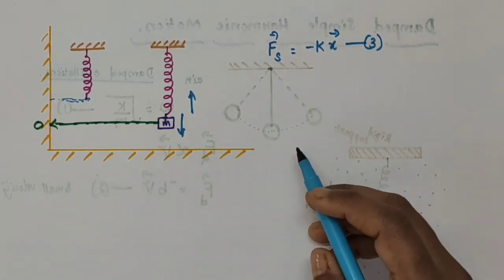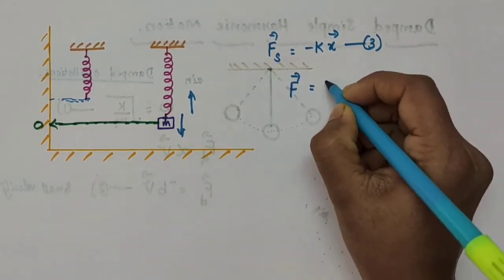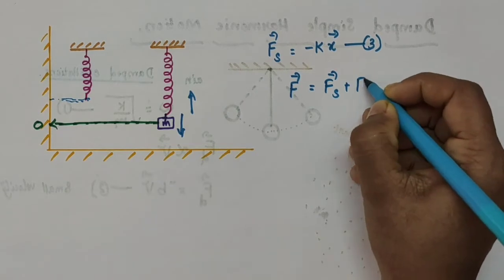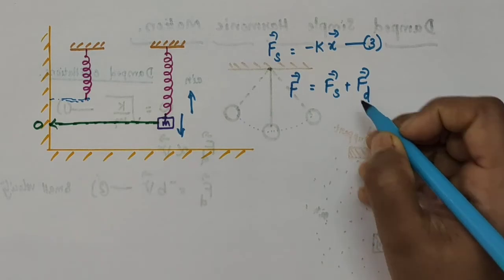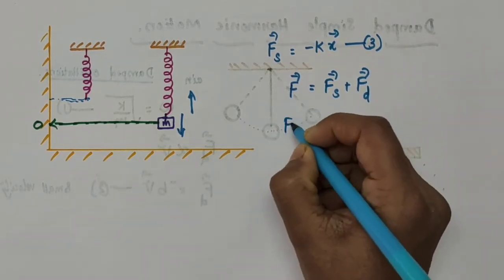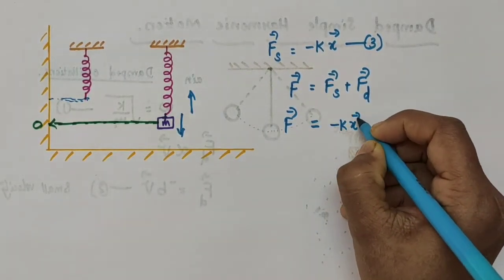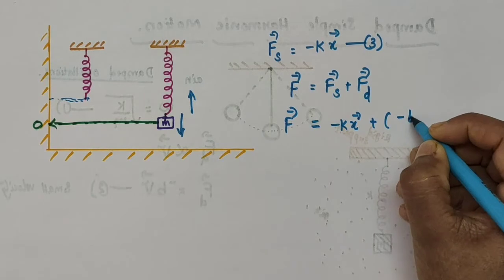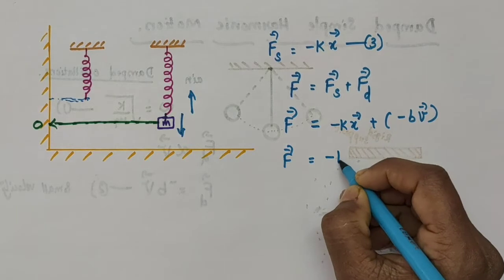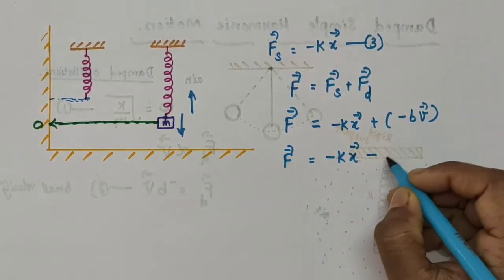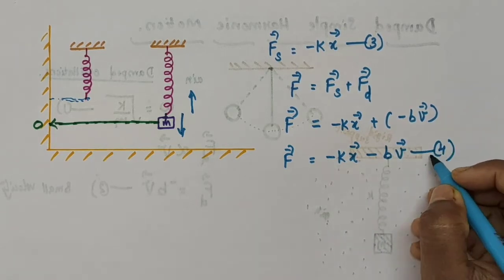So, the total force acting on this mass at any time will be the sum of the damping force and the restoring force. So, Fs is the restoring force due to the spring and Fd is the damping force. Okay, so we can write the total force vector F is equal to the spring force, minus k into vector x, plus what was the damping force, that was minus b into vector v, no? So, vector F is equal to minus k into vector x minus b into vector v. I am taking this as equation number 4.